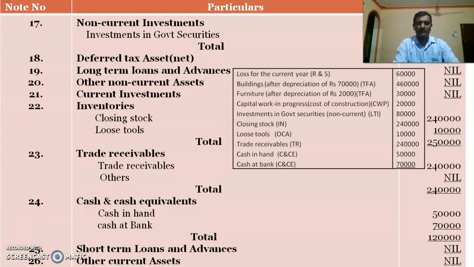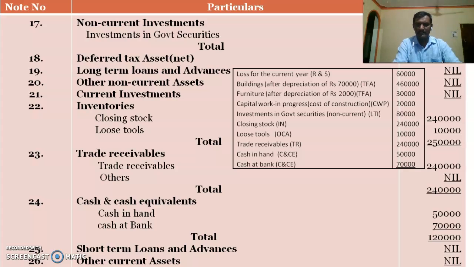And after that we have to go for the next item, non-current investments. There is one item named investments in government securities, that is to be taken here. There is no deferred tax asset, no long-term loans and advances, and there are no other non-current assets and current investments in the problem. So these items are to be taken as nil. And after that we have inventories. There are two items related to this: one is closing stock and another is loose tools. Both the items are to be taken here. Then trade receivables.